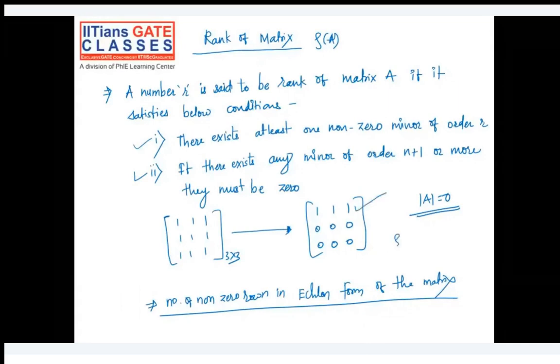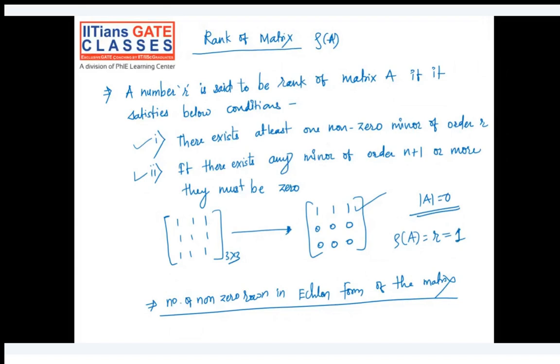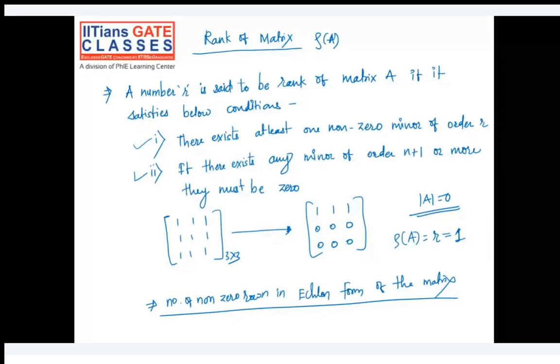Let's check that this one is satisfying the criteria. There exists at least one non-zero minor of order R. Yes, this is the minor which I am circling. So this is also a minor and this is also a minor, so ultimately there exists at least one minor of order R. And any minor of order R plus 1, that is order 2 or order 3, is 0, because if you take the determinant, you will get a 0 value. Indirectly we are saying the same thing, but for simplicity I would suggest you just remember this definition. It's very simple and commonly used: the number of non-zero rows in the echelon form of the matrix.